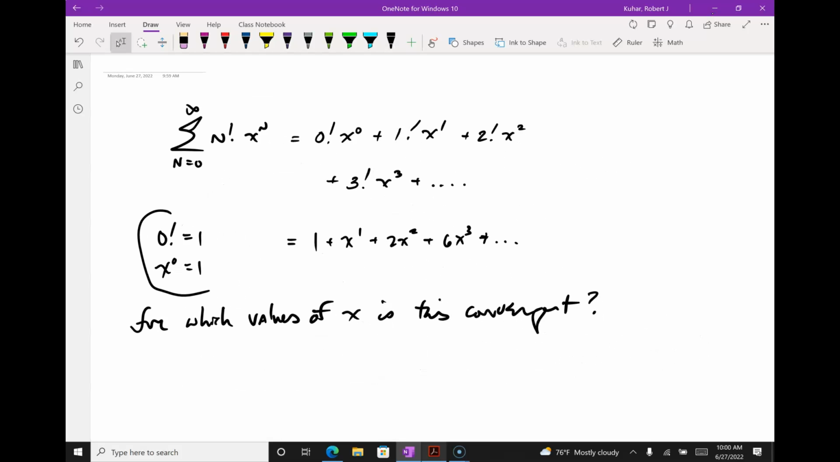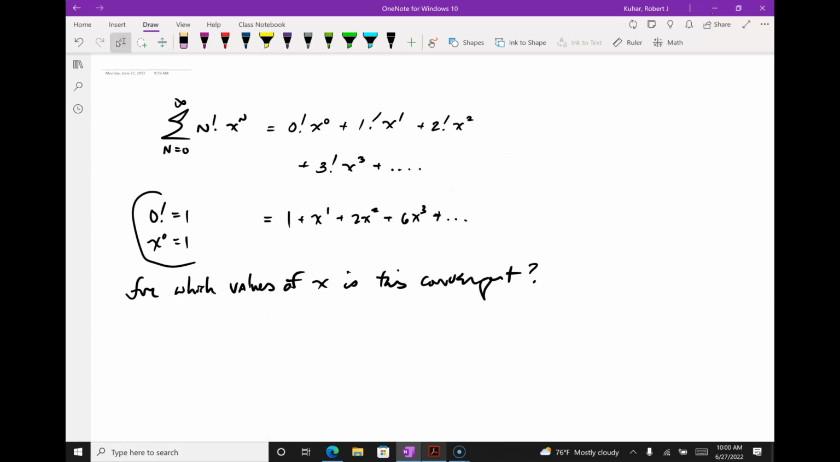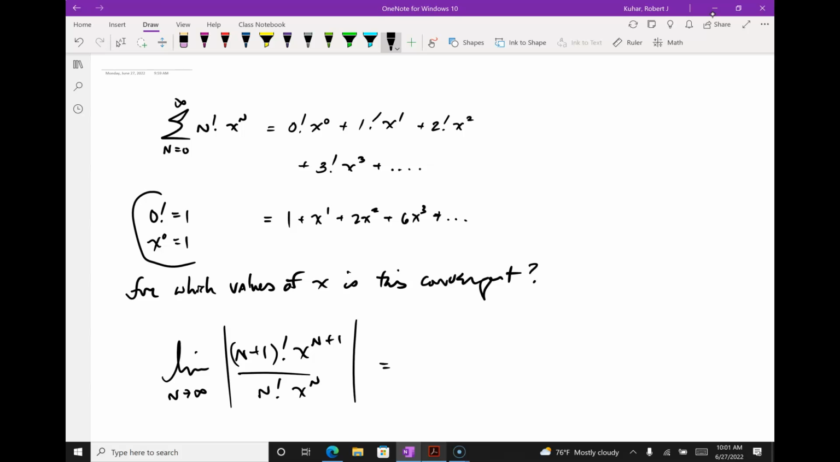So what we do is we look at that ratio test limit, and see what kind of result we get out of it, right? So let's take a look at the limit as n goes to infinity, of n plus 1 factorial over x to the n, times x to the n plus 1 over the original n factorial x to the n. Obviously, I don't need the absolute value here.